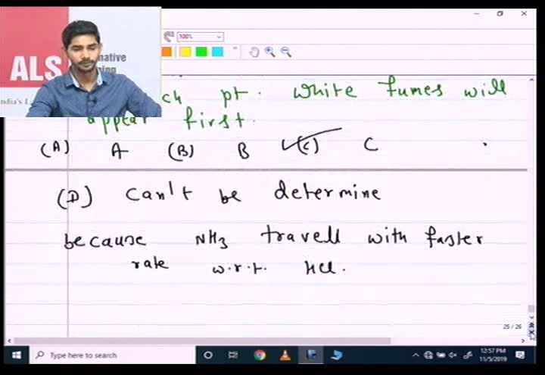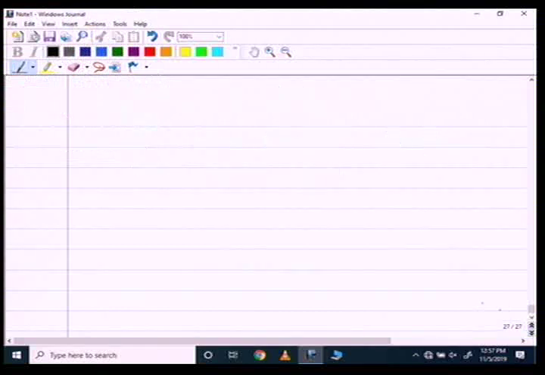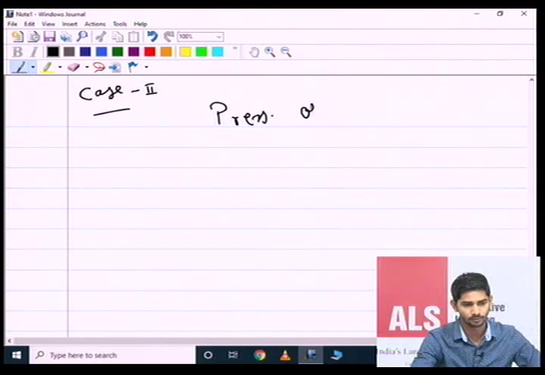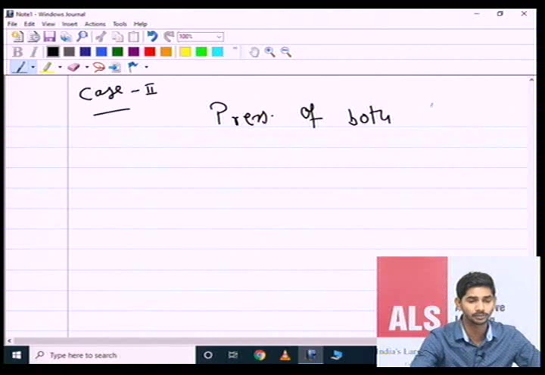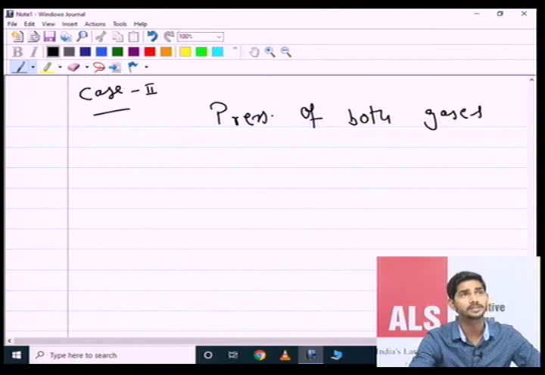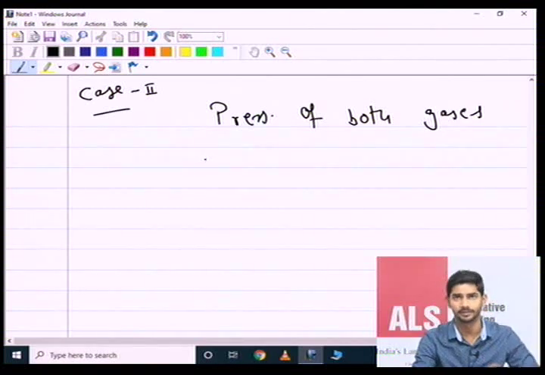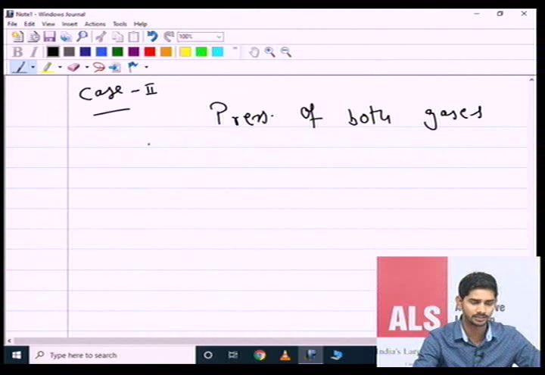Let's check out another formula. See, this was case 1, now case 2, where the pressure of both gases is different. In the first case, we were discussing that the pressure of both gases is constant. Now the pressure of both gases is different. Guys, you can copy along with me, because we have already discussed the formula, we just have to put in the pressure, nothing else. The pressure of both gases is different.